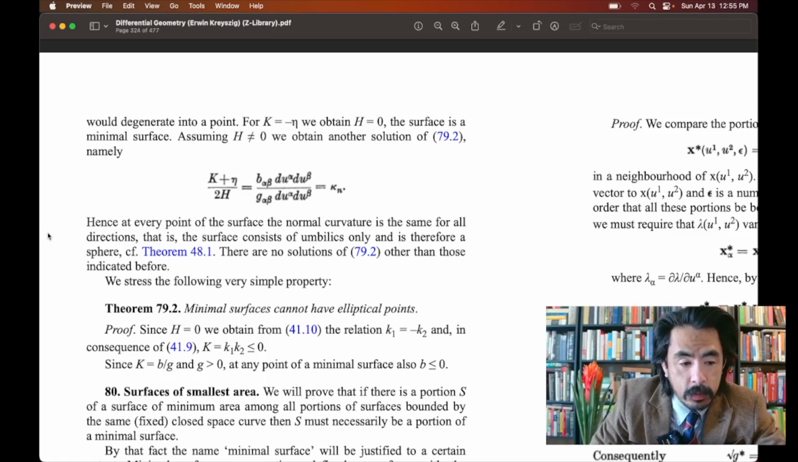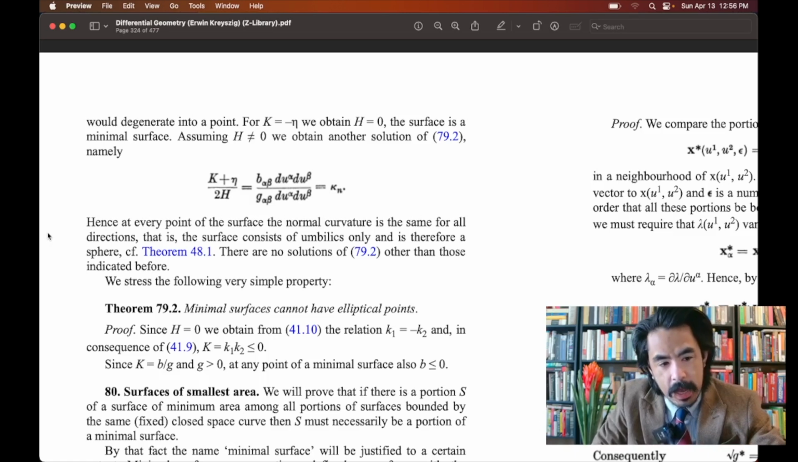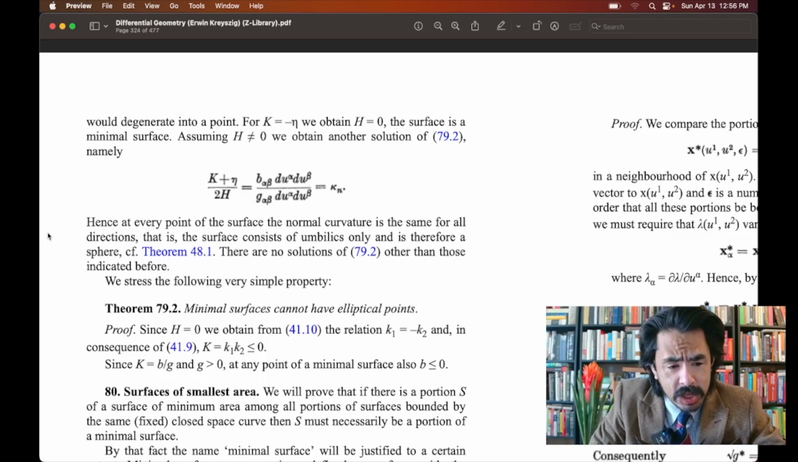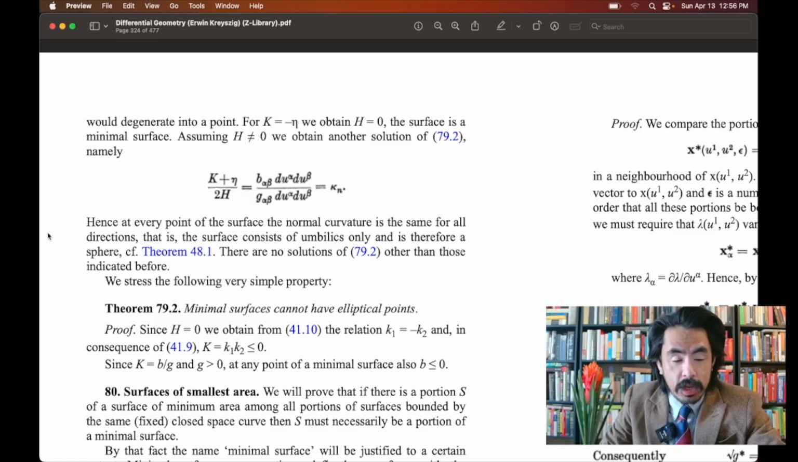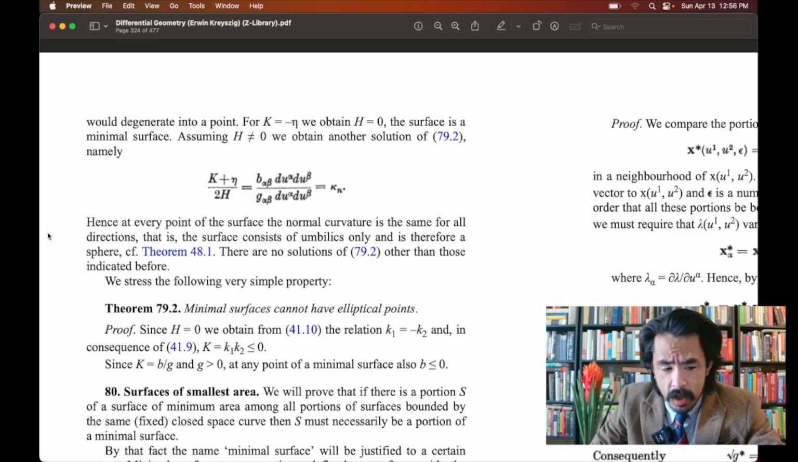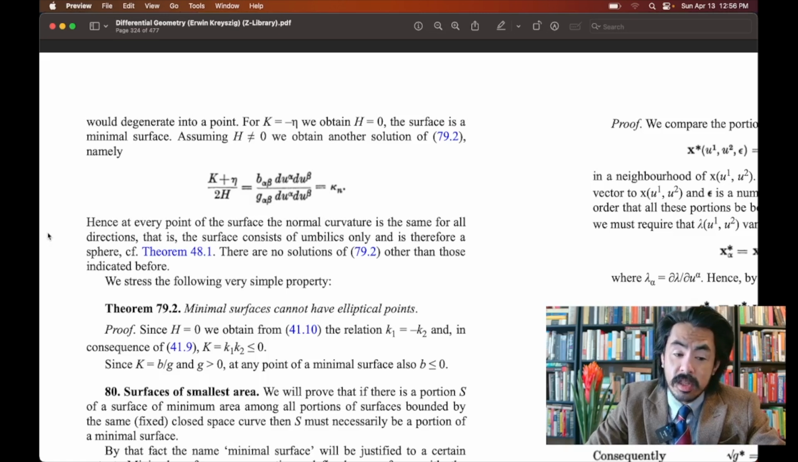For Gaussian curvature equal to negative eta, we obtain that the mean curvature capital H is equal to 0. The surface is a minimal surface. Assuming that the mean curvature capital H is non-zero, we obtain another solution of the above relation. Namely, capital K plus eta over 2 times capital H equals b sub alpha beta du alpha du beta over g sub alpha beta du alpha du beta, which thus is equal to kappa sub n. Hence, at every point of the surface, the normal curvature is the same for all directions.